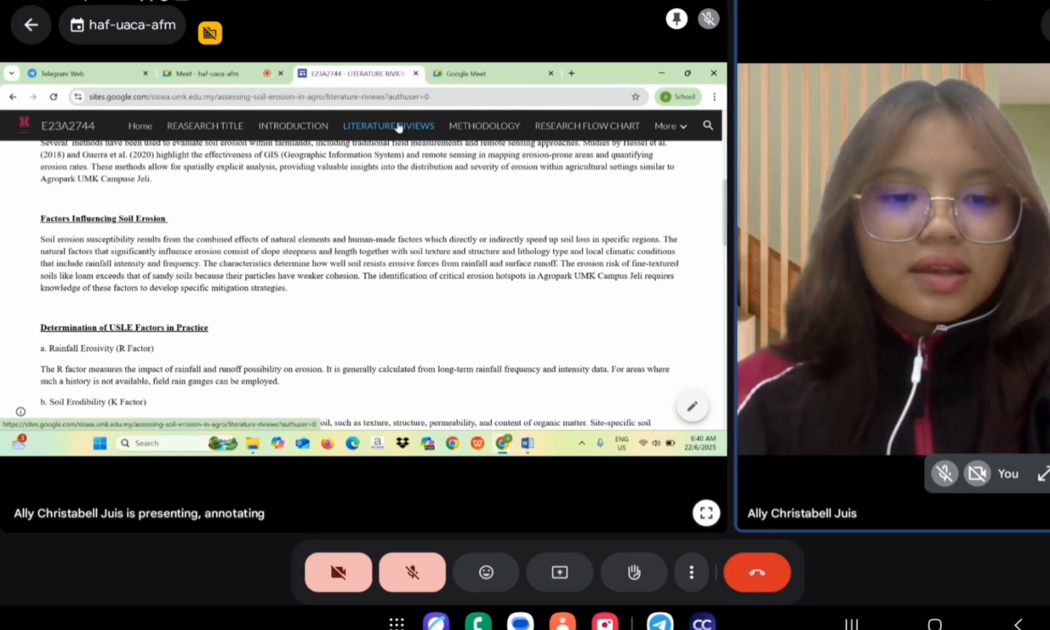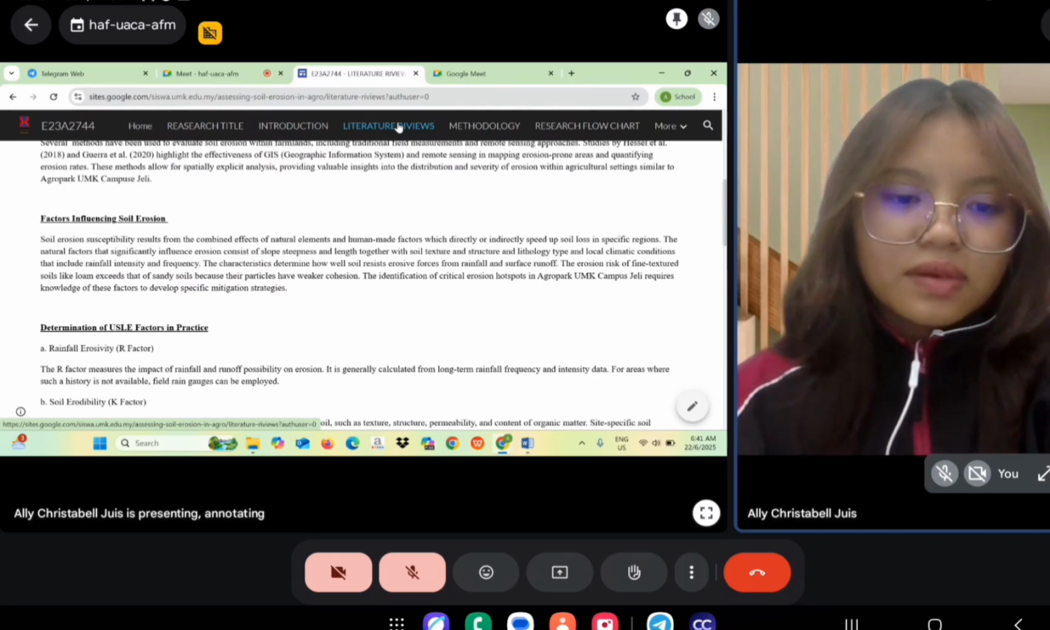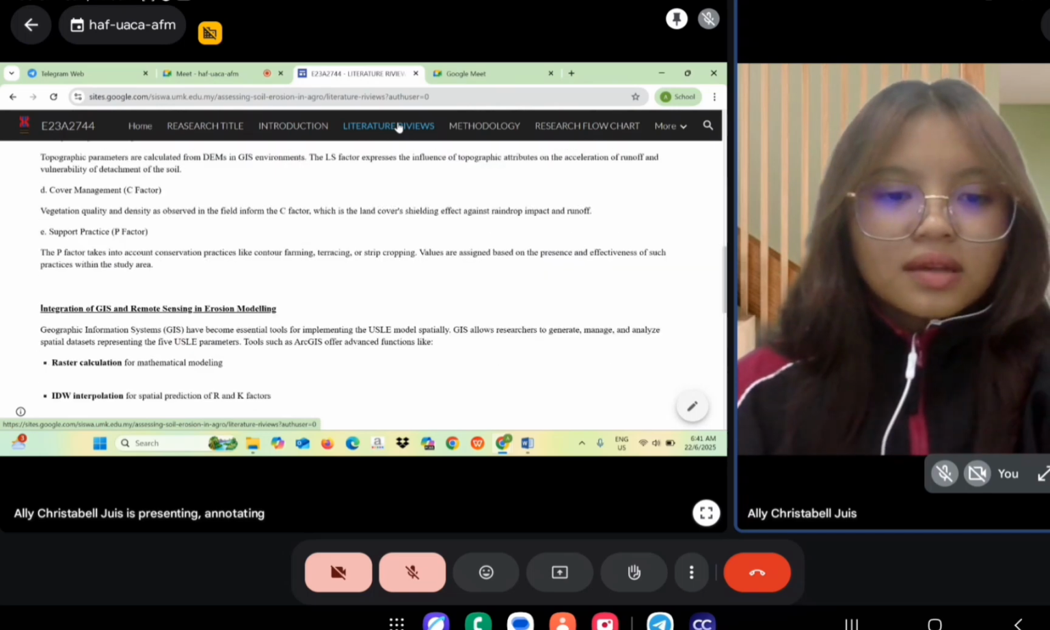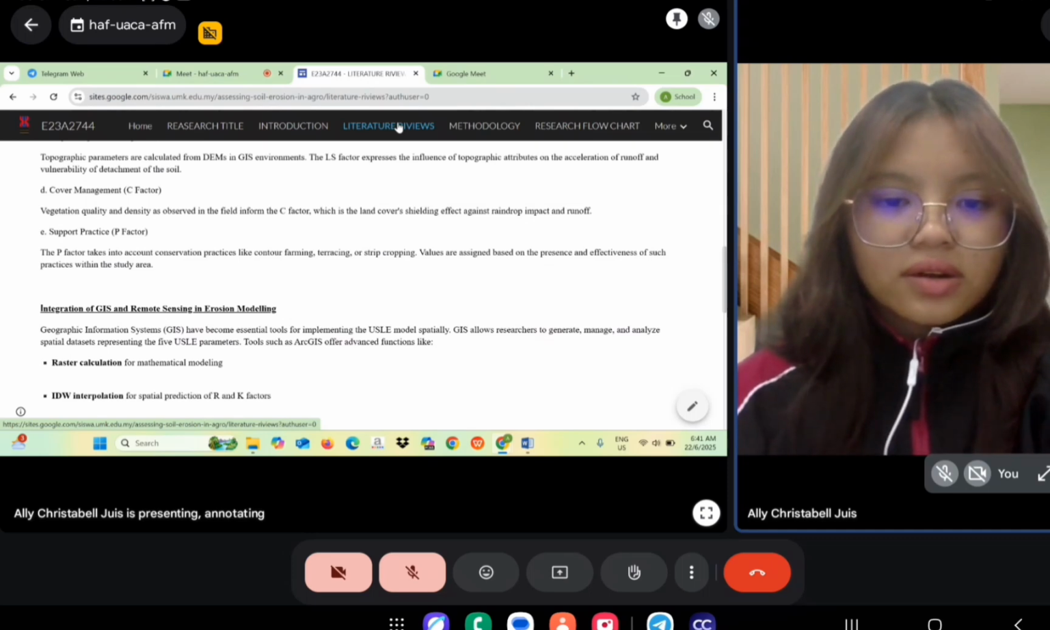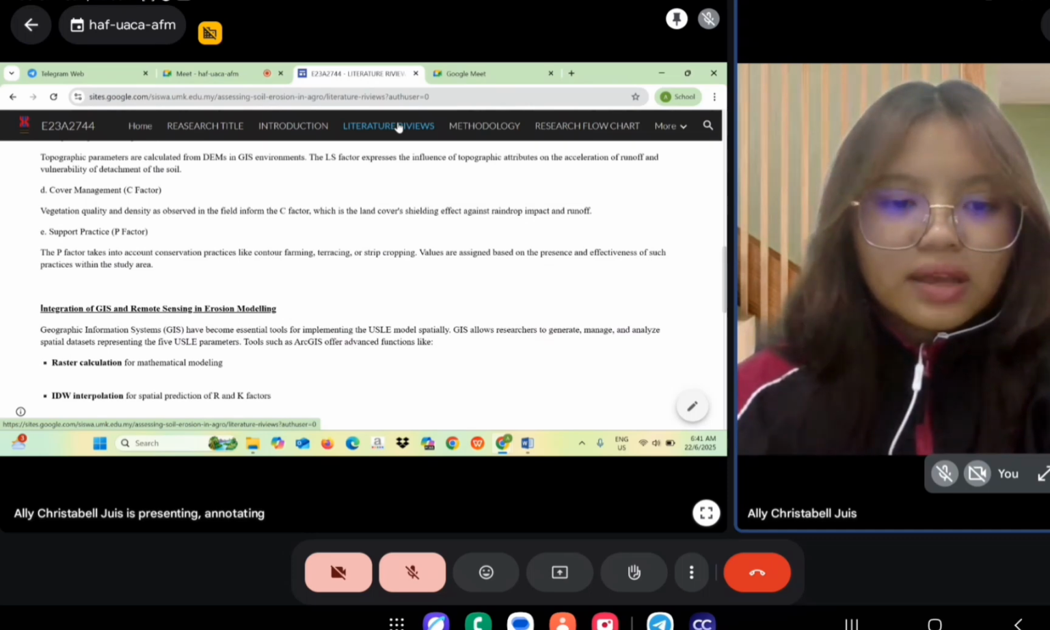Next is USLE factor summary. R for rain intensity, K for soil type, LS for slope, C for vegetation cover, P for control practice. Next is GIS integration. GIS helps model erosion risk, grade maps, and guide land use planning.